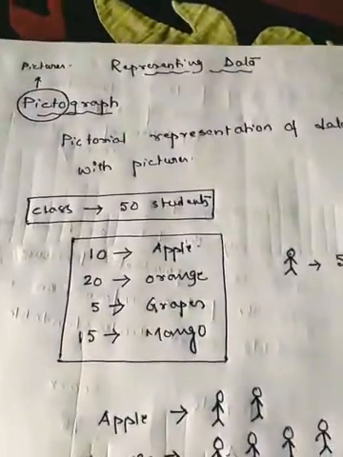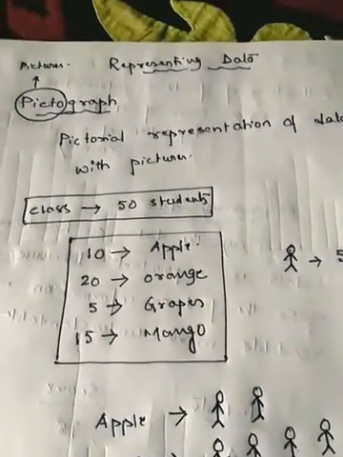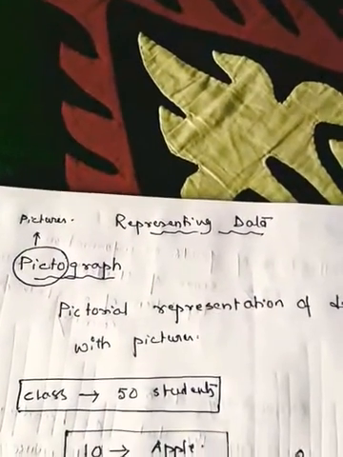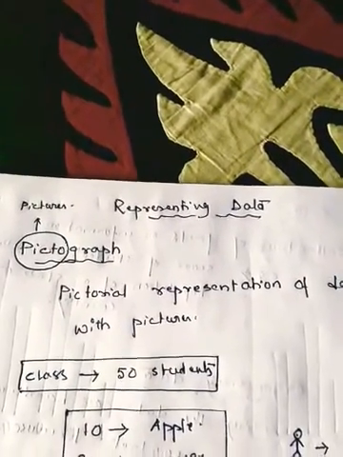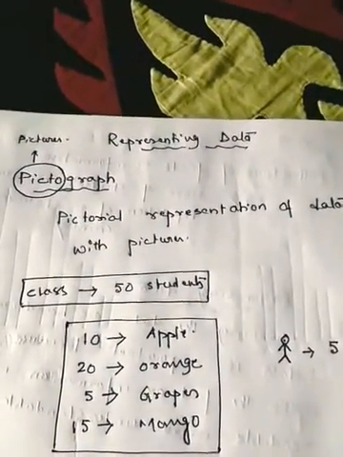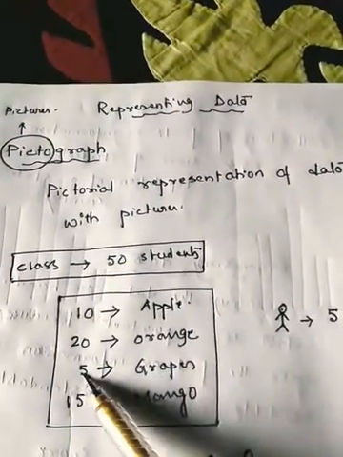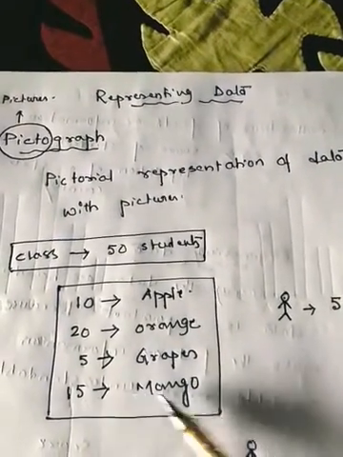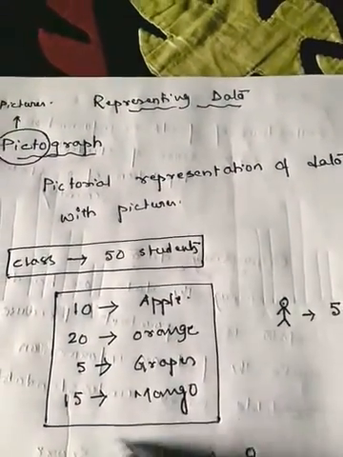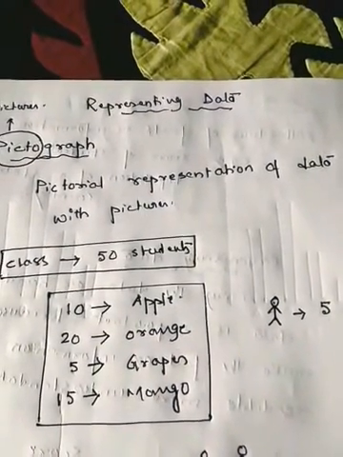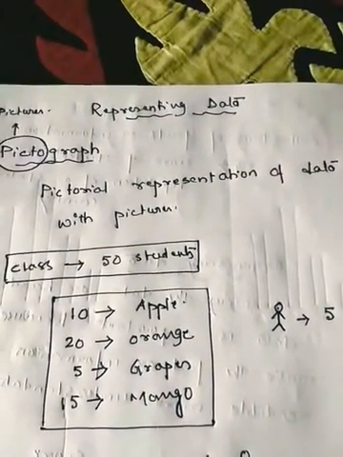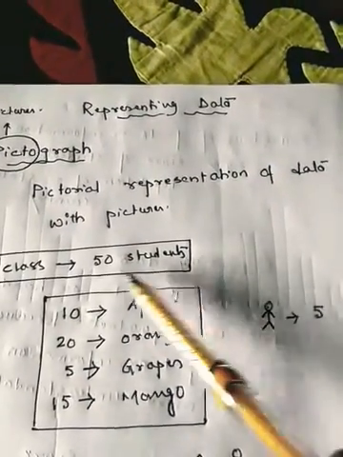Now suppose in a class of 50 students, our teacher is asking a question to each and every individual. What is the question he is asking? What is their favorite fruit? The response he has received from the students is that 10 students love apple, 20 students love orange, 5 students love grapes, and 15 students love mangoes. So this is the data the teacher has collected regarding his question, that is, what fruits do you like?